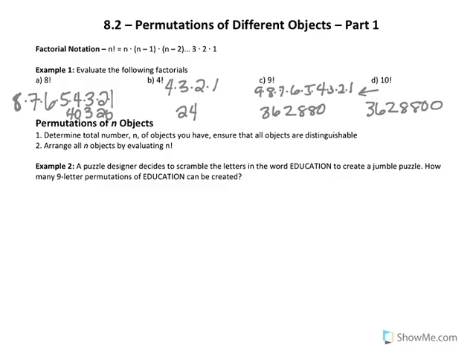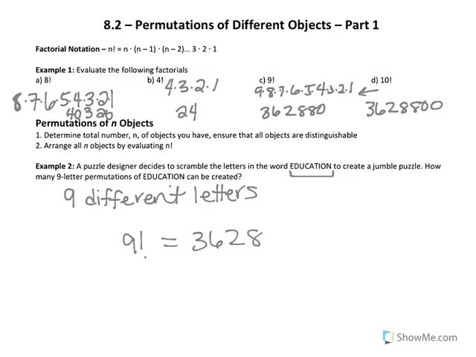So a puzzle designer decides to scramble the letters of the word education. There are 9 letters in that, and there are 9 different letters. How many ways can they arrange those 9 different letters? Well, it's 9 factorial, so 362,880. That's how many ways you can arrange it.